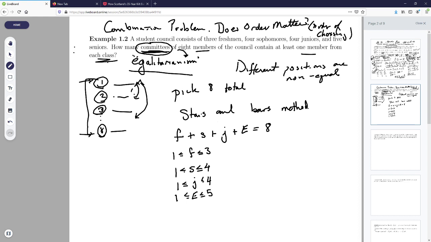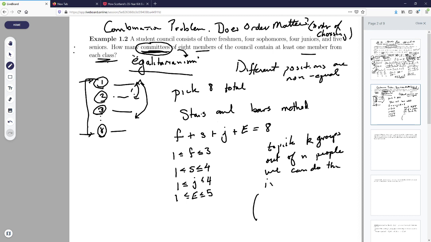In order to do this general stars and bars method, there's a formula that you need to know. Basically, to pick, let's say, K groups out of N people, we can do this in N plus K minus 1 choose K minus 1 ways.